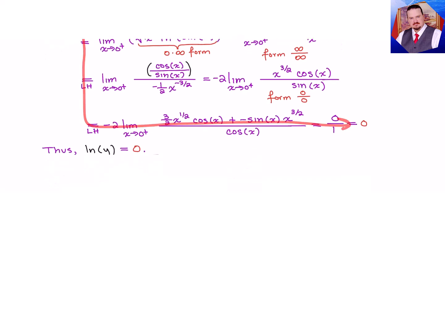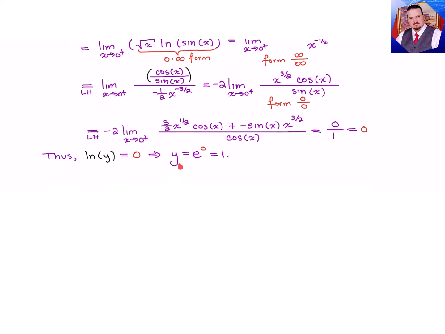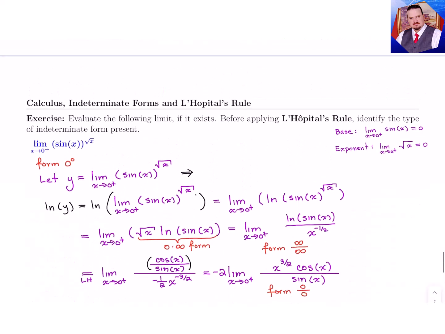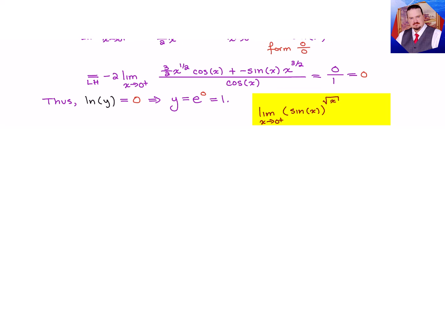Now let's exponentiate. We have e to the natural log of y. So this would imply that y is equal to e to the 0. And what's e to the 0? That's 1. So we have y equal 1. Why does that answer our problem? Well, y was equal to the very limit that we were looking for. So the final answer to our problem, the original limit, is equal to 1.